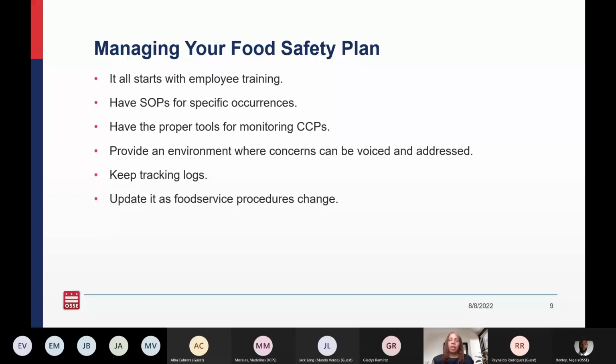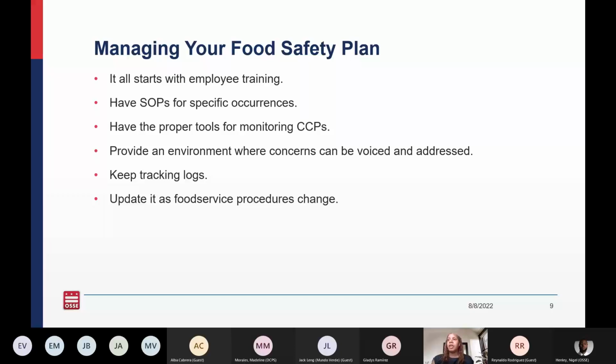Also, you want to make sure that you have SOPs for specific occurrences. So, for example, using the hamburger patty, if that hamburger was to reach an unsafe temperature, what is the procedure for making that food safe? Are you going to throw it out? Are you going to reheat it and get it to the proper holding temperature? What is the specific protocol for a hamburger? And the hamburger protocol may not be the same as how you would handle milk or produce.